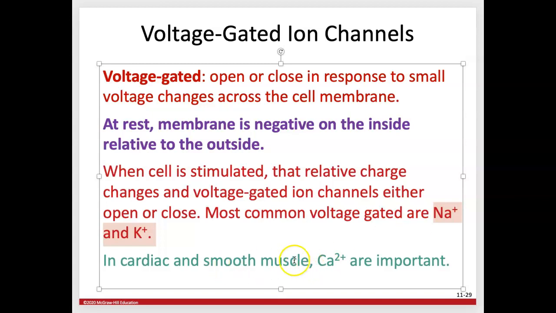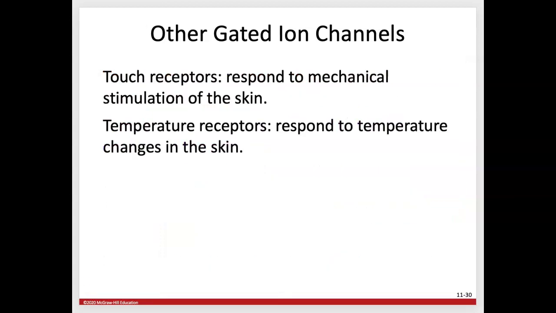In cardiac and smooth muscle, potassium channels are important. I'm not going to talk a whole lot about this because we don't really focus on cardiac and smooth muscle. We're only focusing on action potentials in skeletal muscle for this unit. There are other gated ion channels as well. Touch receptors respond to mechanical stimulation. There's also temperature receptors that respond to temperature changes in the skin.